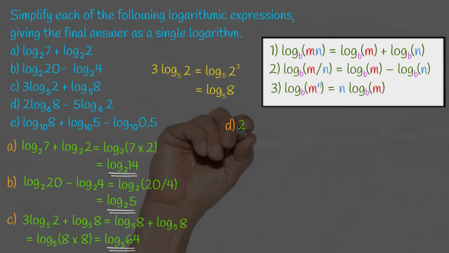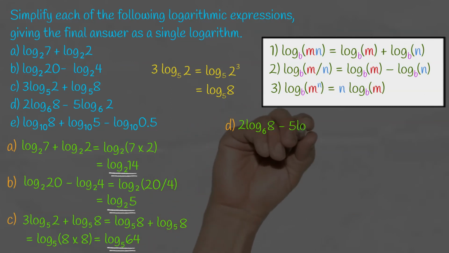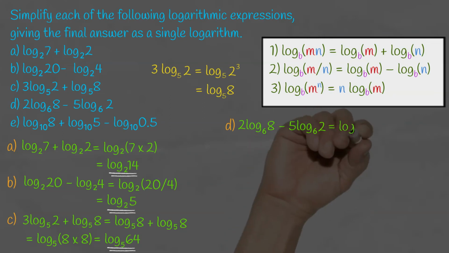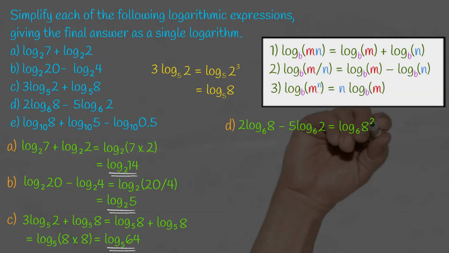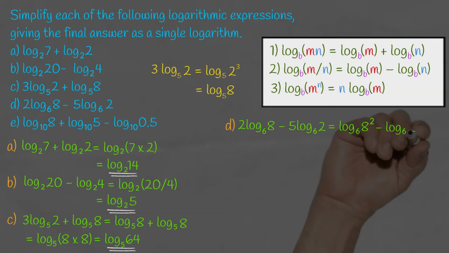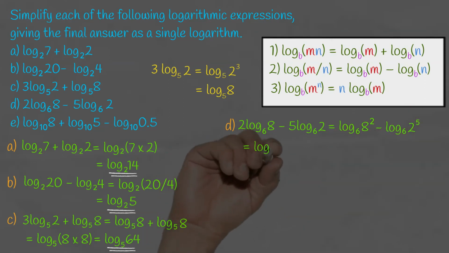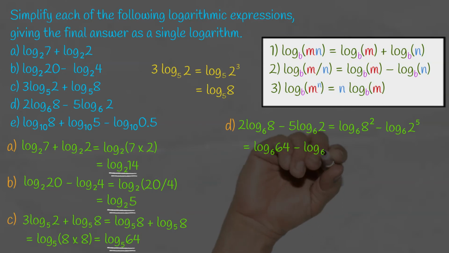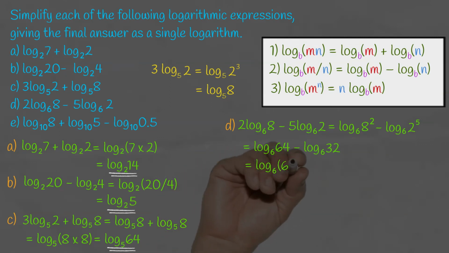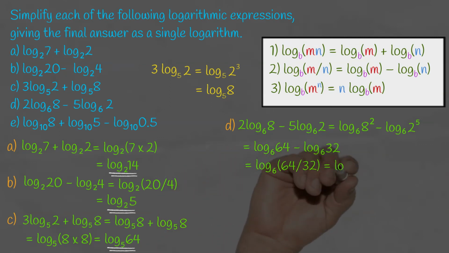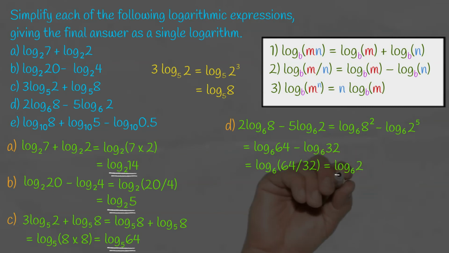The next expression has a constant in front of both logs, so we first move them to be the exponent of the number, so we get log to base 6 of 8 squared take log to base 6 of 2 to the power 5. Therefore we have log to base 6 of 64 minus log to base 6 of 32. We then have to use the second rule as this is a subtraction, so we get log to base 6 of 64 divided by 32, which equals log to base 6 of 2.